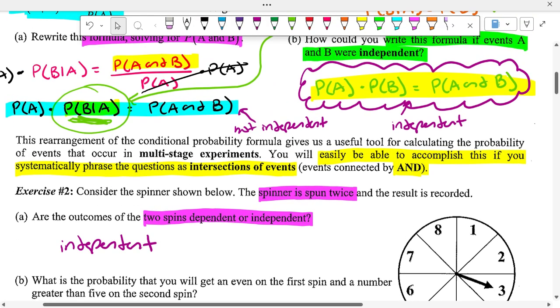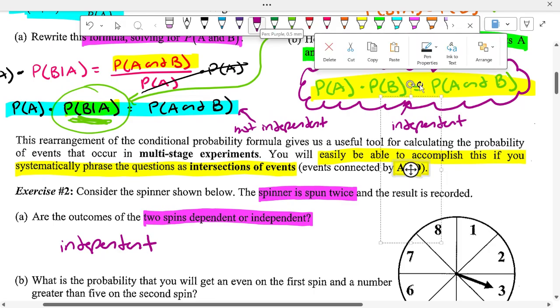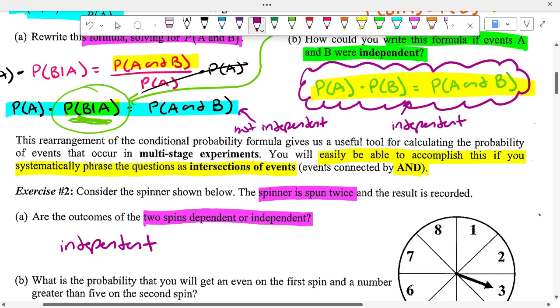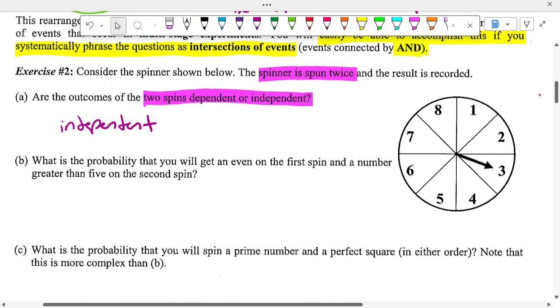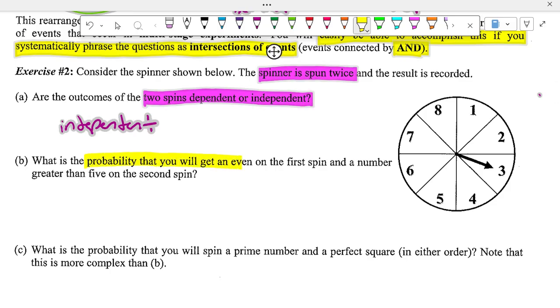So that means since they're independent, I can use this rule right here for any questions. What is the probability that you will get an even on the first spin and a number greater than 5 on the second spin? Okay, so we have right here an "and" statement.